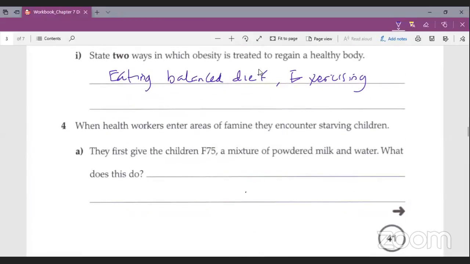Now, when our health workers enter areas where there is famine, famine is a condition whereby the country doesn't have food. They run out of food. You say they're starving. The kids can suffer and look malnourished. So the first thing the health workers will do is give them F75, a mixture of powdered milk and water. What does this actually do? It gets the body ready for digestion.